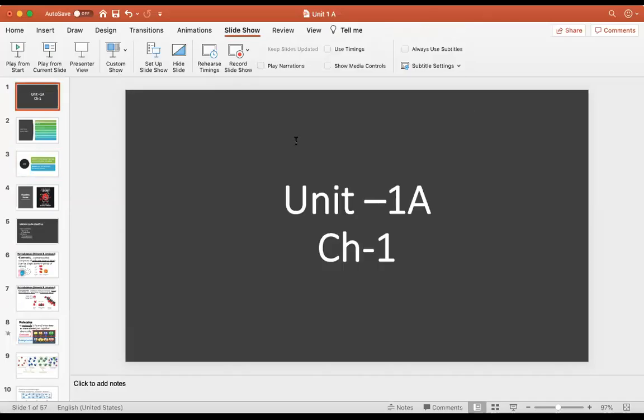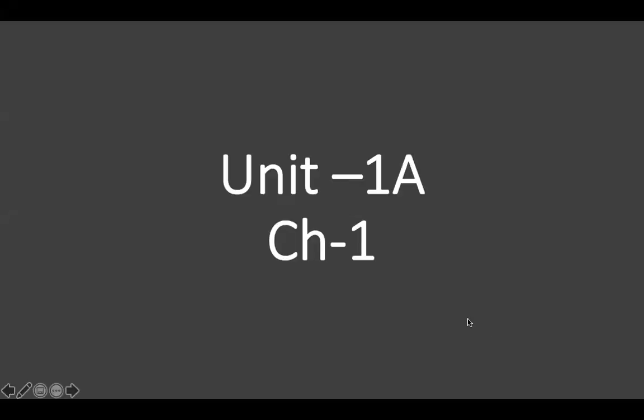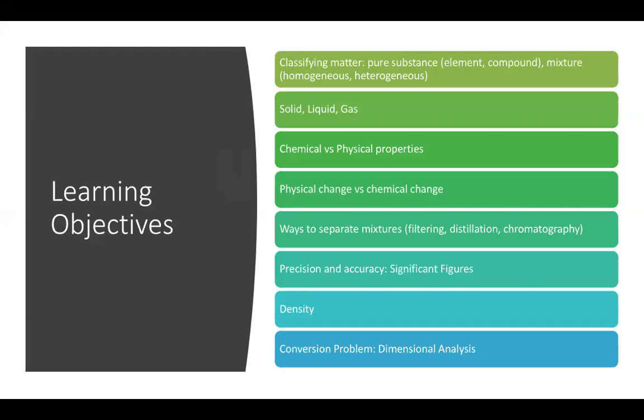So for Unit 1, again, Unit 1 is Chapter 1. So these are the learning objectives. The main takeaway for Unit 1 is there are a couple of vocabs and classification that you need to understand. So first of all, what is matter? Matter is broken down into pure substance, which is either element or compound, and then mixture, which is either homogeneous or heterogeneous. Matter can be in these following three states.